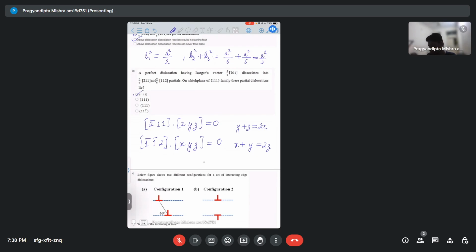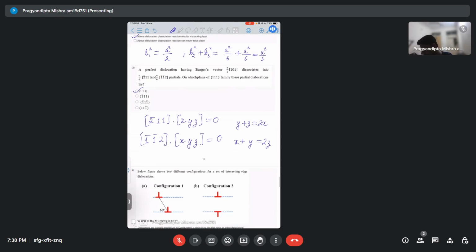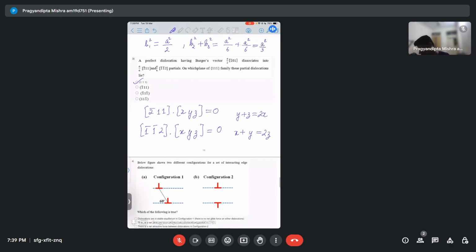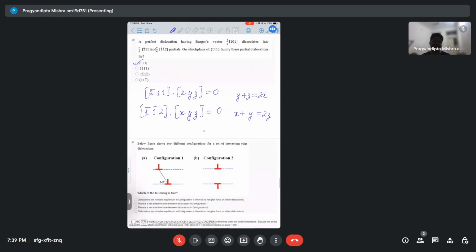Will 1-11 satisfy? No, right? Because the 1 bar will make it minus 2 on the right hand side, while y plus z will be plus 2, so that will not satisfy. 1-11-1, will it satisfy the first equation? No, right? Because on the left hand side it will be 0 for the first equation, while the right hand side will be minus 2. And 11-1 will also not satisfy because on the left hand side it will be 0 again and the right hand side will be 2. So only the first option, 111, will satisfy the given problem.